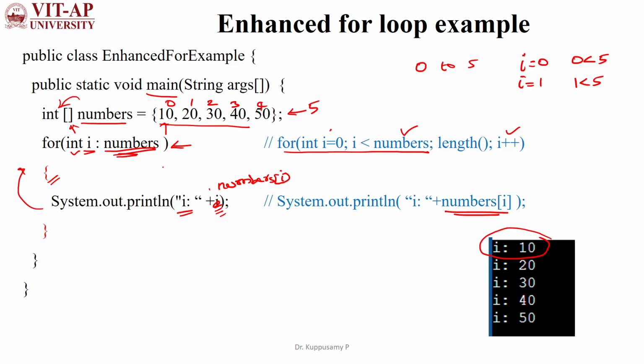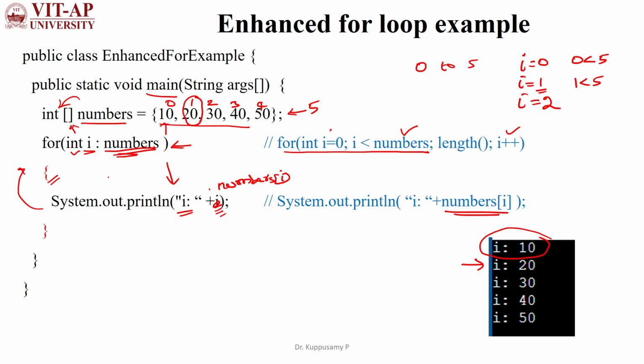Yes, it is true. Once it is true, again coming inside the loop. So here I equal to 1, numbers of 1. Numbers of 1 is the value 20. So 20 is printed here. Then I is incremented by 1. So I becomes 2 now.